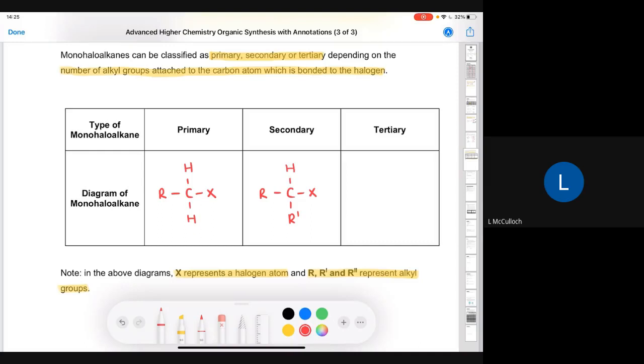So our final monohaloalkane is our tertiary monohaloalkane. So again, we're going to have our carbon to halogen bond, and then that carbon is going to be attached to 3 other alkyl groups, so it's not going to be bonded to any hydrogens at all. So it might look something like that. So again, I'll give you guys just a wee minute to make sure you've got those diagrams copied in.